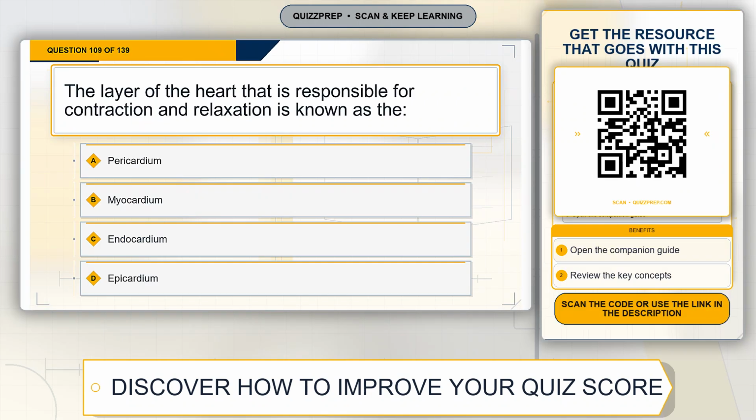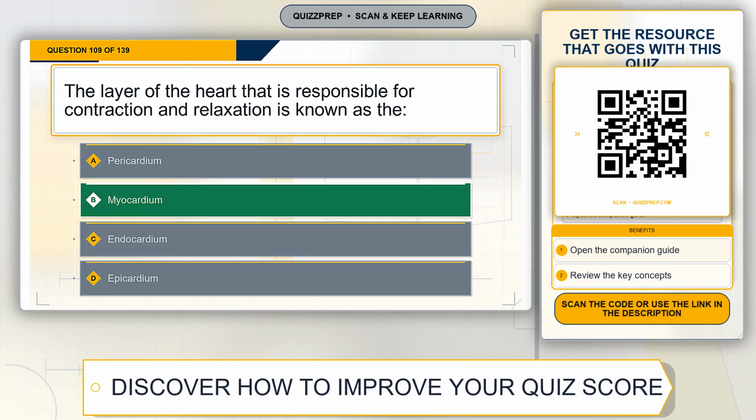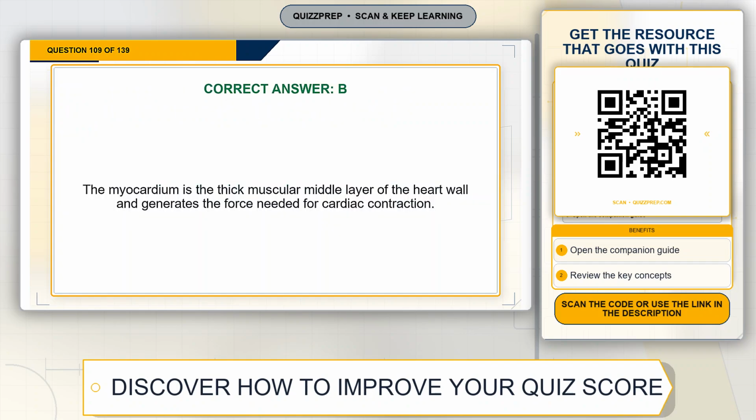Question 109. The layer of the heart that is responsible for contraction and relaxation is known as the Option A, pericardium. Option B, myocardium. Option C, endocardium. Option D, epicardium. The correct answer is option B, myocardium. Explanation. The myocardium is the thick muscular middle layer of the heart wall and generates the force needed for cardiac contraction.